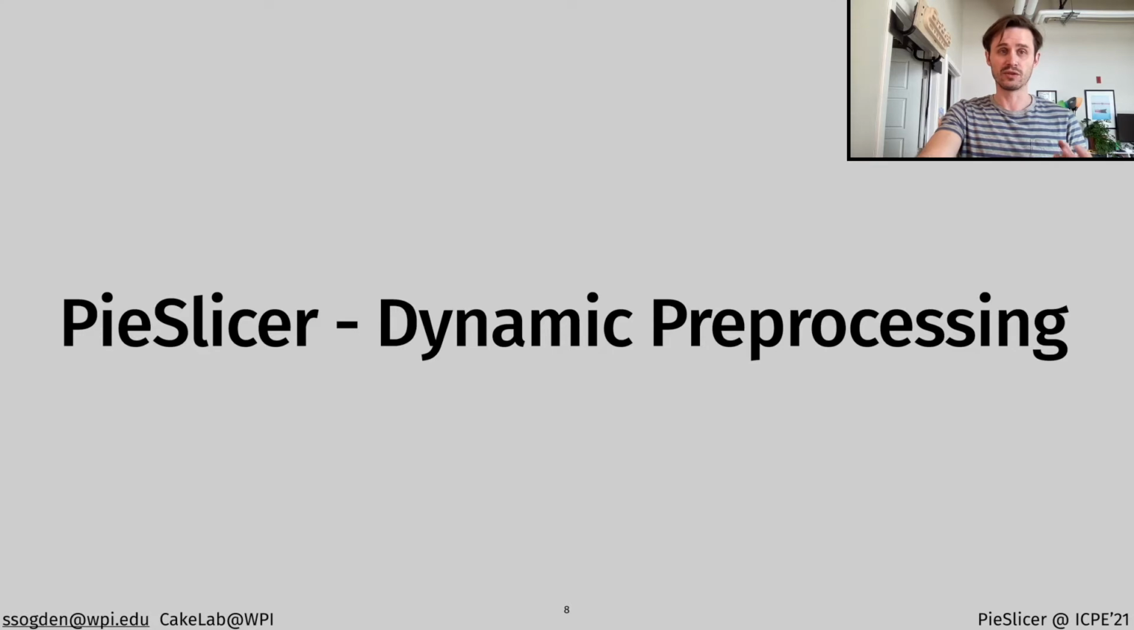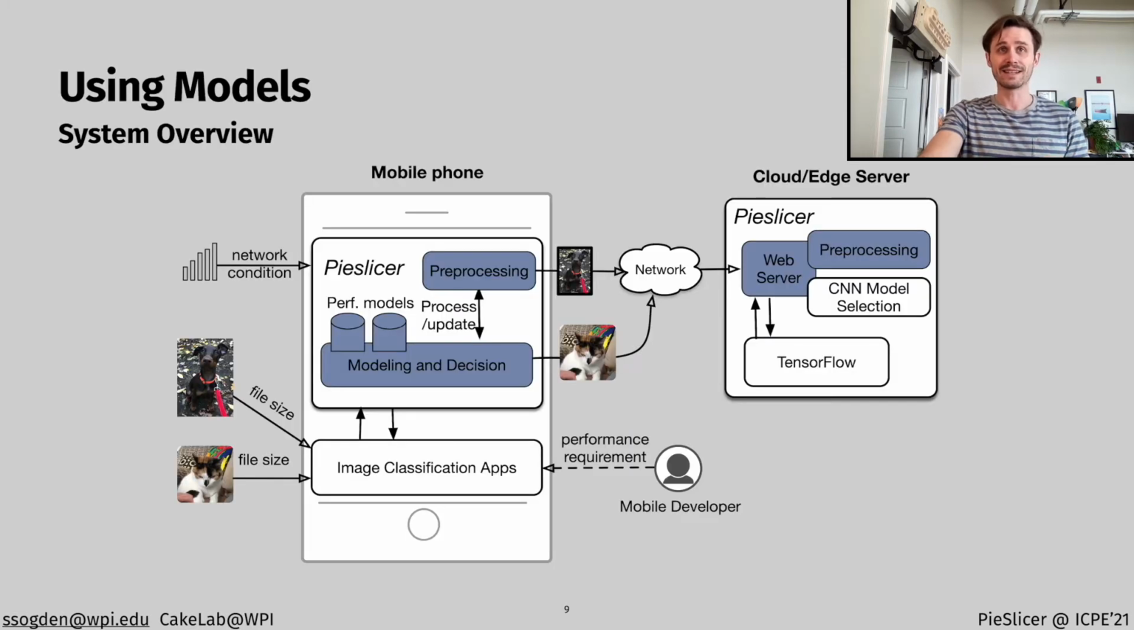To this end, we introduce PieSlicer, which uses simple and fast performance models to dynamically make pre-processing location decisions. PieSlicer is an Android library for image classification that considers the inputs and the environment and makes decisions about where to perform pre-processing in a dynamic manner. It aims to use performance models based on each of the steps of on-device pre-processing, network transfer, and in-cloud pre-processing to estimate the pre-execution time of the on-device and in-cloud routes. It then decides to take the route that has the lowest estimated latency.